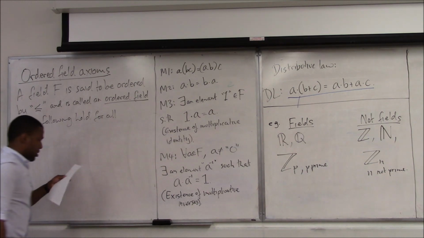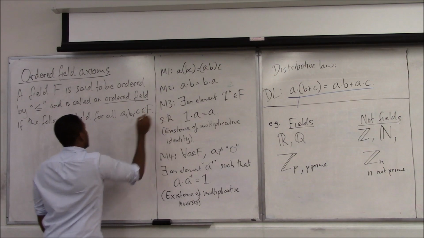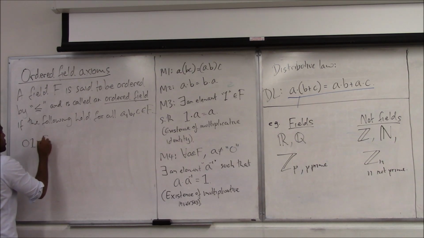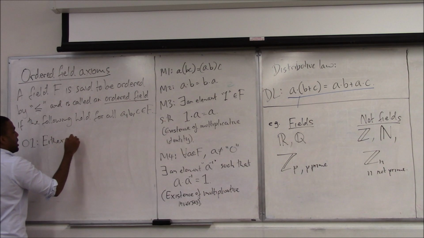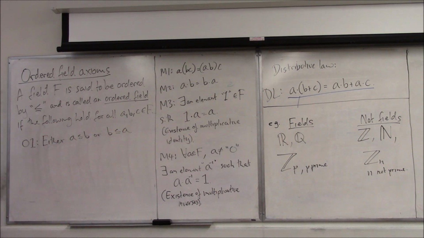For all, do I need 3 letters or 2 letters? I need 3. For all A, B, C in F. So this is called O1, the ordered field axiom number 1. Either A is less than or equal to B, or B is less than or equal to A. That kind of defines what we call a total order. If you go into set theory, you're going to talk about all different kinds of orders, partial orders, total orders. If you can compare any 2 elements with respect to the order, it's called a total order. So this is technically a totally ordered field.